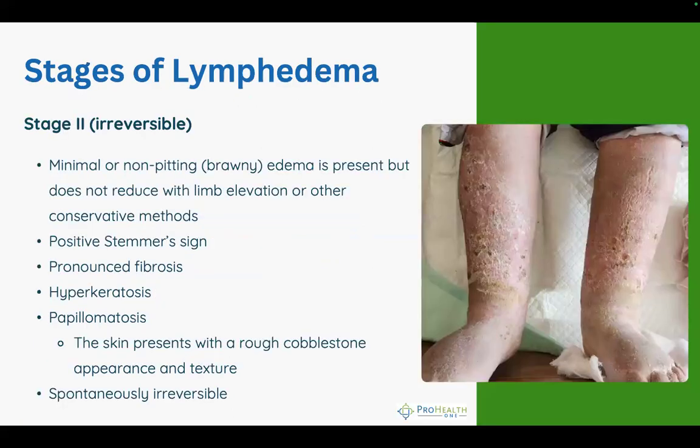But when you get to stage 2, which is irreversible at this point, you usually get minimal, not really pitting edema. But the limb no longer reduces in that edema when you elevate it or when you do other conservative measures. Usually you get a positive Stemmer sign at this point. You get more pronounced fibrosis in the skin, you get that hyperkeratosis, and then you can start to see the skin present with this rough cobblestone appearance, which we call papillomatosis. And all of these changes usually are not reversible anymore at this point.